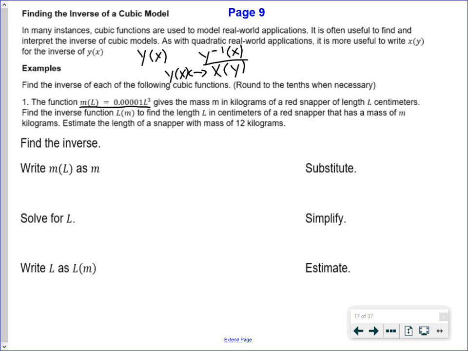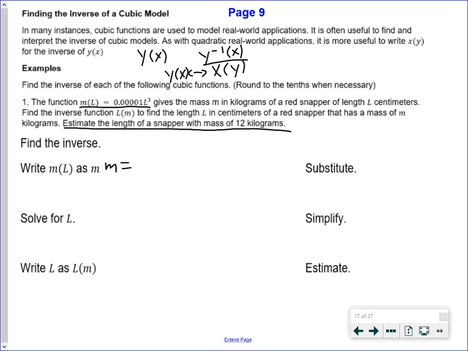Let's go ahead and solve number 1 so you can see a little more what I'm talking about. For number 1, we're told the function M of L equals 0.00001 L cubed, and that gives the mass M in kilograms of a red snapper of length L centimeters. So we're going to find the inverse function L of M to find the length L in centimeters of a red snapper that has a mass of M kilograms. And once we do that, we're going to estimate the length of a snapper with mass of 12 kilograms, or in other words, find L when M is 12. So the very first thing we're going to do is find the inverse.